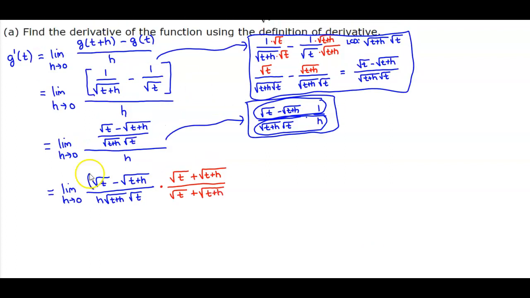So we're rationalizing the numerator, so we're going to multiply those together, and then we'll multiply the denominators together. If we multiply the numerators together, we're going to get the difference of squares. That means we're going to square the first term, which is the square root of t, minus the square of the second term, which is the square root of t plus h.